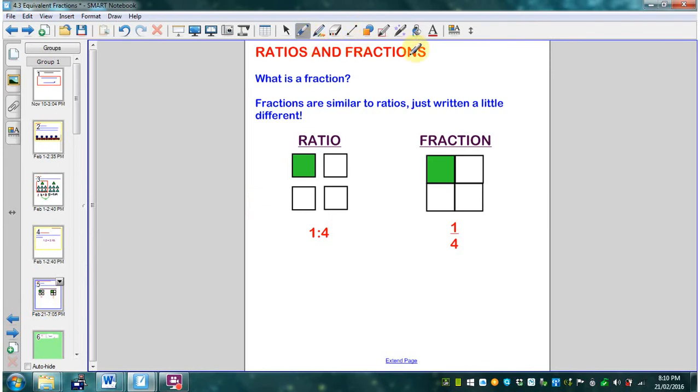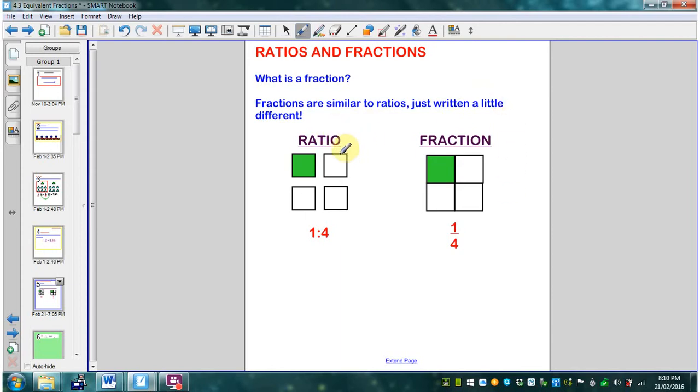Okay, ratios and fractions. So now we're going to ask, what is a fraction? Now, you may have used fractions before and talked about fractions before, but we're just going to look at it from a visual perspective, looking at some examples where you can really see what a fraction is. So what is a fraction? Fractions are very similar to ratios, what we talked about already. They're just written and represented a little bit differently.